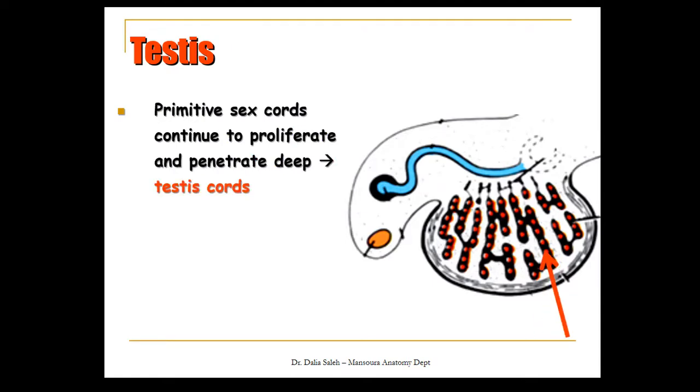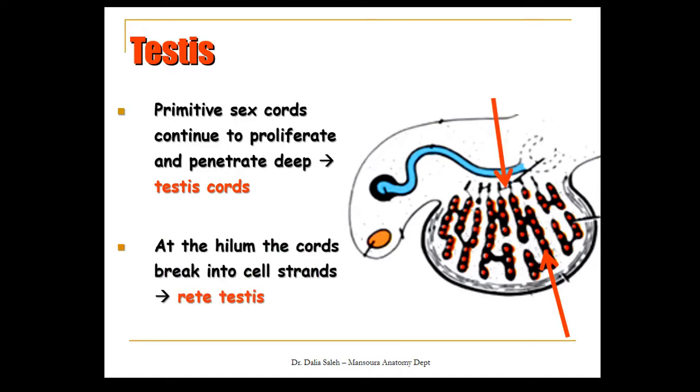Then what happens is that the primary sex cords continue to proliferate deeper and deeper into the mesenchyme and form what's called testis cords. These testis cords will interconnect at the medulla and form what's called the rete testis.